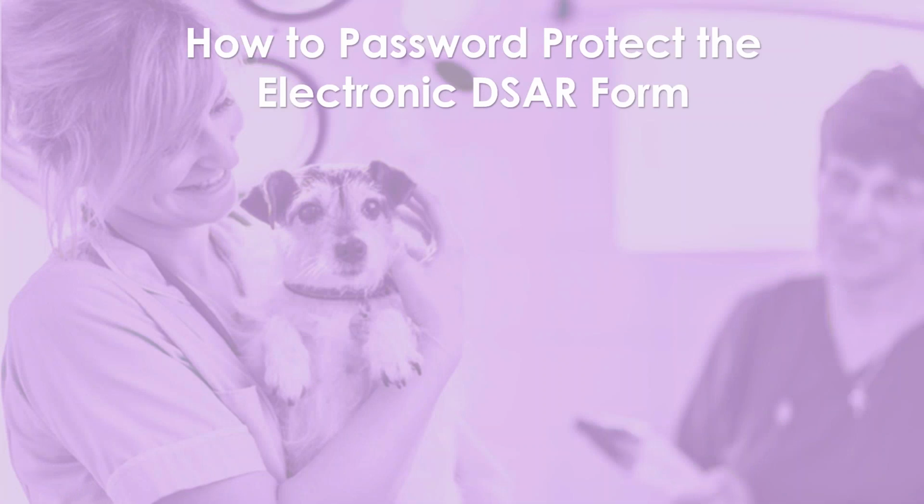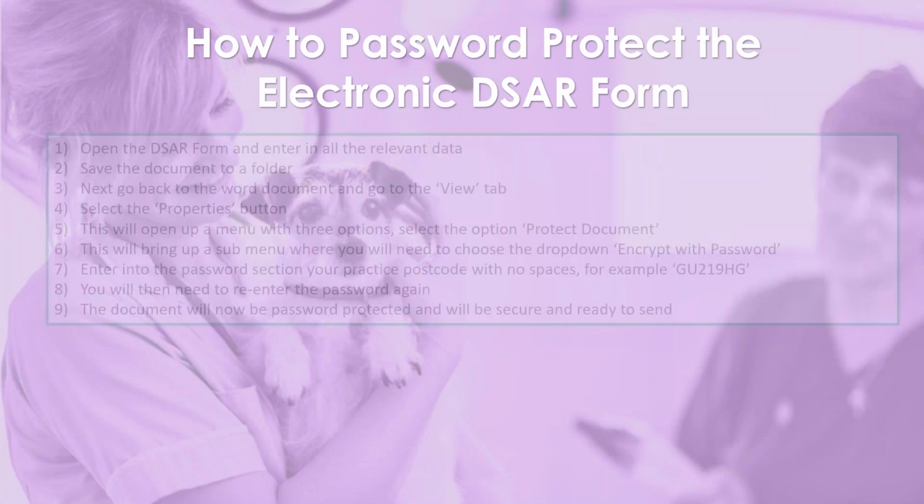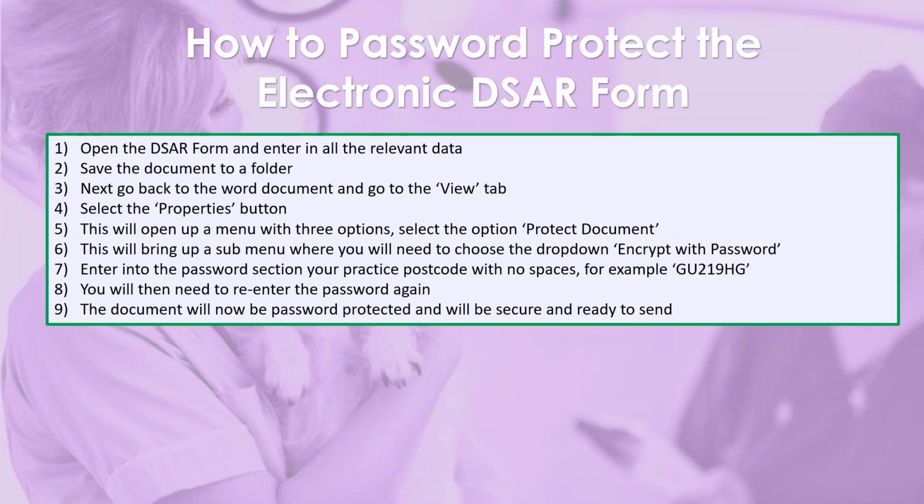So, how do we password protect the electronic DSAR form? Once you've transferred all the information onto the electronic form if needed to, or have the electronic form in front of you, you should save it to a folder. As a GDPR representative, you will most likely have a folder on your desktop called GDPR. Then in the Word document, you should go to the View tab and select the Properties button. From the three options that then come up, you need to select Protect Document. At the submenu that appears, you need to select Encrypt with Password.